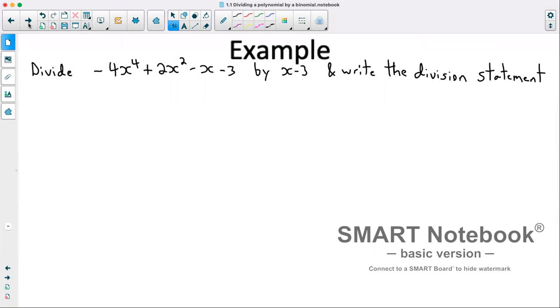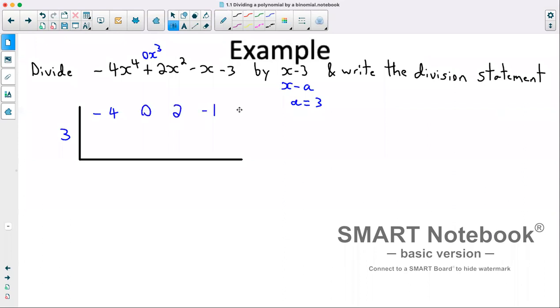Okay, so we will try another example and write our division statement. Now this one has a bit of a trick to it. You'll notice that we don't have an x cubed term. So we need to make sure we account for that. So technically we've got 0x cubed. So we'll set up our synthetic division. So in this case, because we take the form of x minus a, our a is technically positive 3. So we'll write 3 here. Then we'll take these coefficients. So we've got -4, 0, 2, -1, -3.